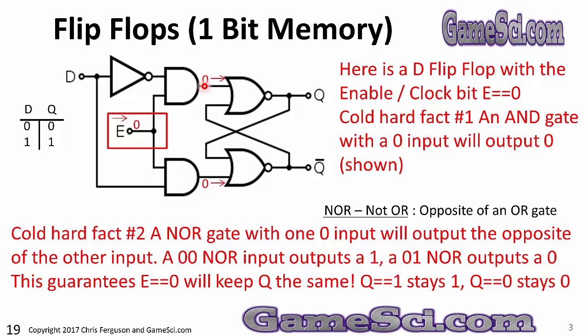With two zeros on the inputs of these NOR gates, I maintain the value of Q. Cold hard fact number 2, a NOR gate with one 0 input will output the opposite of the other input. A 0 0 NOR gate outputs a 1. A 0 1 NOR gate outputs a 0. This guarantees when E equals 0 will keep Q the same. Q equal to 1 stays 1. Q equal to 0 stays 0. With E set to 0, Q stays the same.